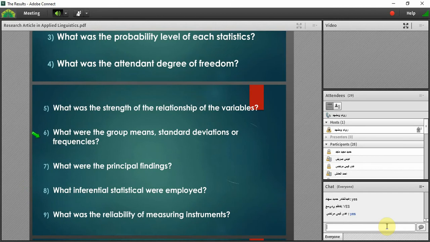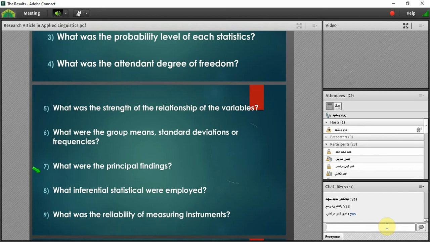And for question 6, what were the group means, standard deviations, or frequencies? This is also very simple. You should report the results of your test, everybody. What were the group means, the standard deviation, and the frequencies? If you're using any questionnaire, you should be telling them what were the frequencies for each item. What about the group mean? What about the standard deviations?